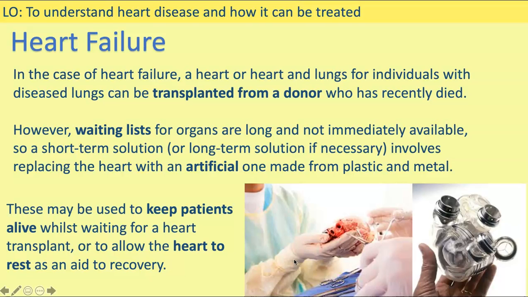Okay, we're now going to look at heart failure. So in the case of heart failure, a heart, or the heart and lungs for individuals with diseased lungs, can be transplanted from a donor who's recently died. Unfortunately, waiting lists for organs are long and organs aren't immediately available. So a short-term solution, or it can be long-term if necessary, involves replacing a heart with an artificial one like this one shown here that's made from plastic and metal. These can be used to keep patients alive while they wait for a heart transplant. They can also be used to allow the heart to rest as an aid to recovery.